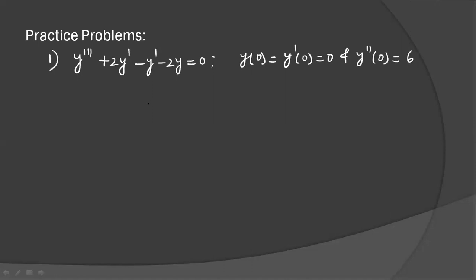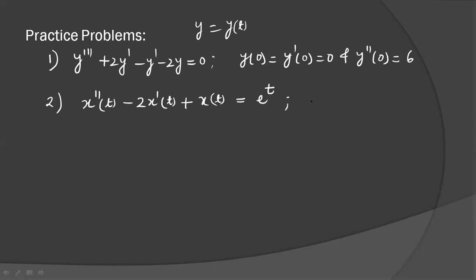Second example I am giving you, x double dash(t), here x is a function of t, minus 2x dash(t) plus x(t) is equal to e to the power t, and the given initial conditions are x(0) equal to 2 and x dash(0) equal to minus 1.